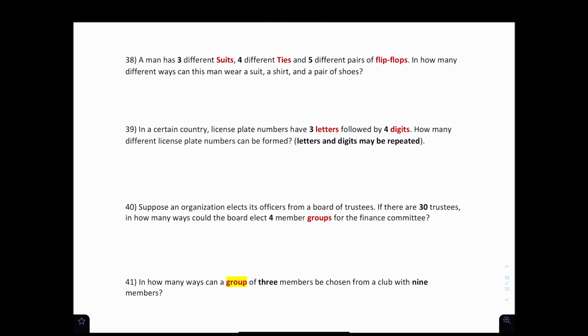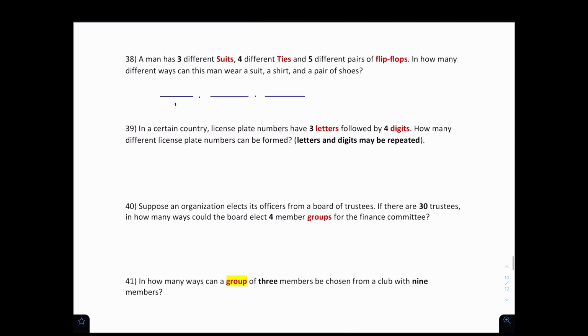I've got 3 positions: suits, ties, and shoes, flip-flops. I'm assuming they're the same at this point in terms of vocabulary. So you have suits, ties, and flip-flops, and the choices are 3 suits, 4 ties, and 5 different flip-flops. If I multiply them, the MN rule tells me there are 60 outcomes.